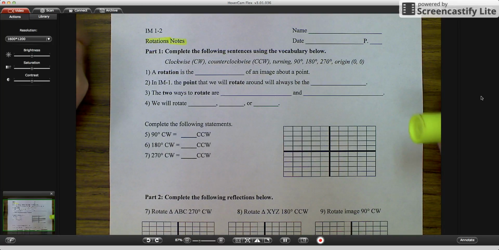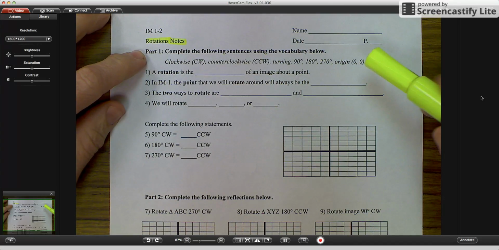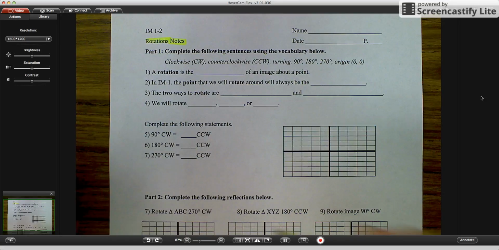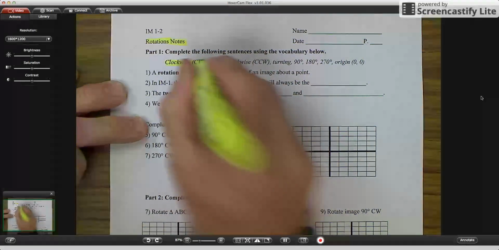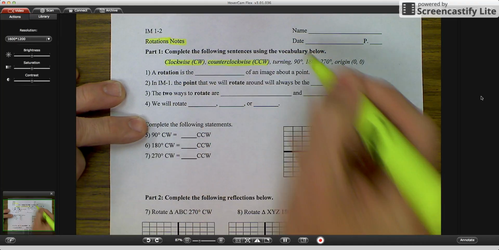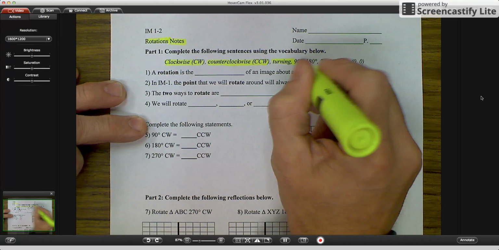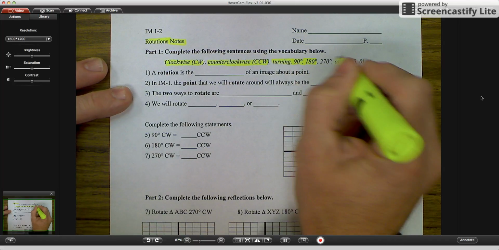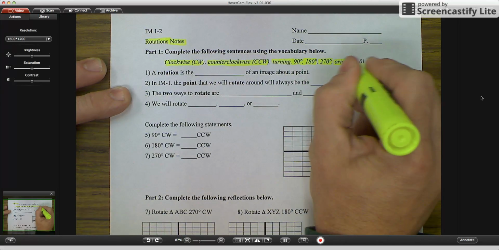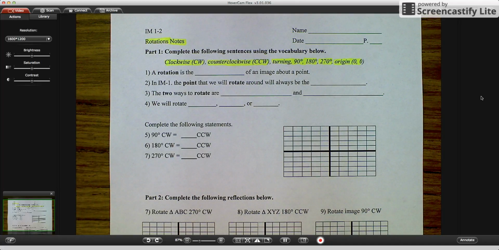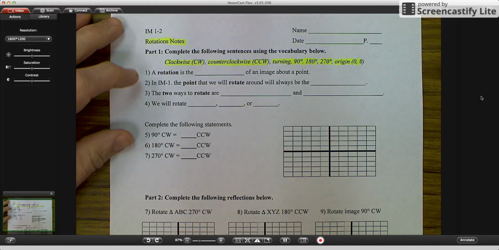For part one, and I have attached this document in School Loop, so please print off this document so that you can use it for your notes tonight and tomorrow. Okay, so it says part one, complete the following sentences using the vocabulary below. So the first word we have is clockwise. The second word we have, counterclockwise. The third word, turning. And then you have 90 degrees, 180 degrees, 270 degrees. And then you have the word origin. So let's take a look at the sentences that we have here and fill in the blanks.